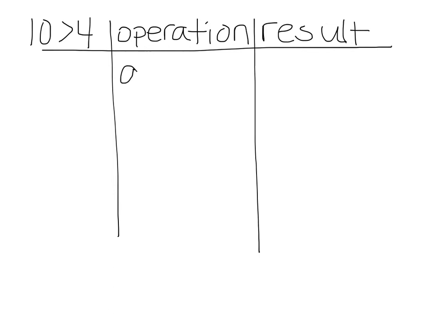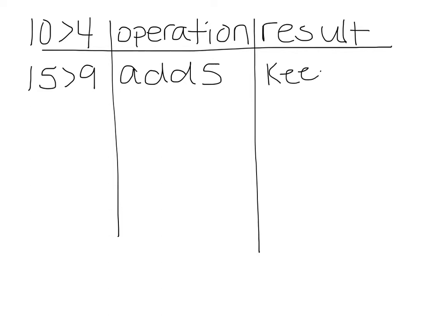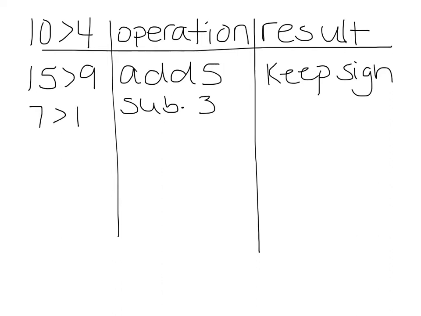If I add 5 to both sides of 10 is greater than 4, this gives me 15 is greater than 9, which is a true statement. So we keep the inequality sign. We keep it as a greater than sign. If we subtract 3 from 10 is greater than 4, we get 7 is greater than 1, which is still a true statement. So we keep the sign.